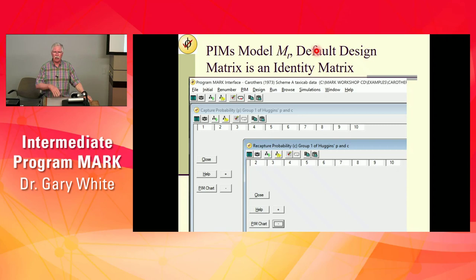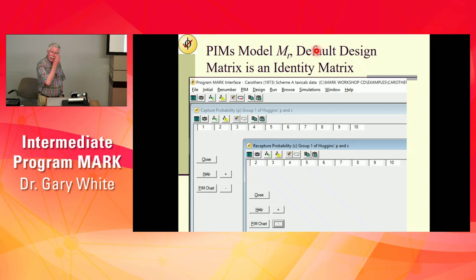And that's a really nice model as long as you don't have a lot of individual heterogeneity. In fact, it's probably the mainstay of the whole business in general. So that's how you get that p10 estimated, because you make it equal to c10.